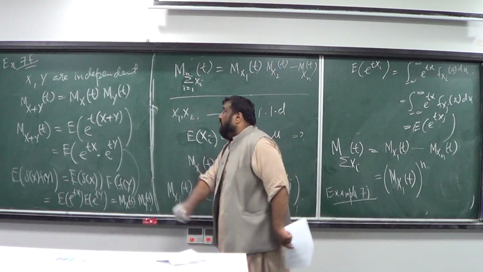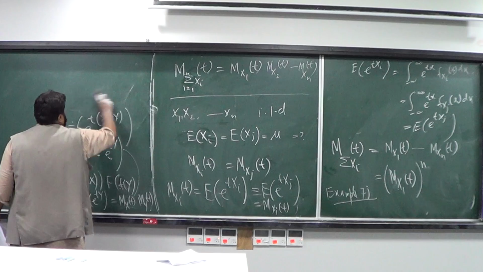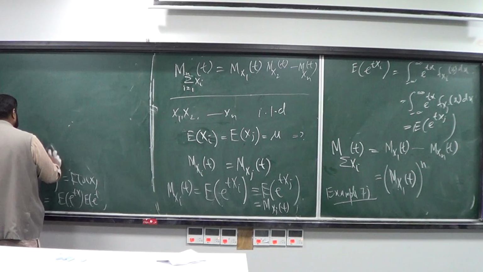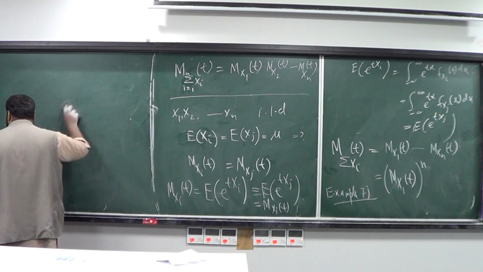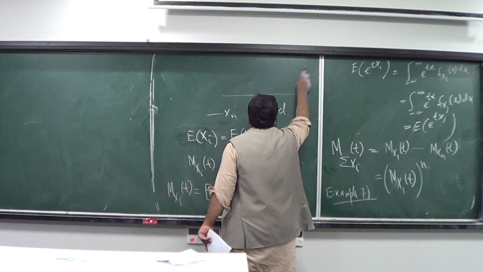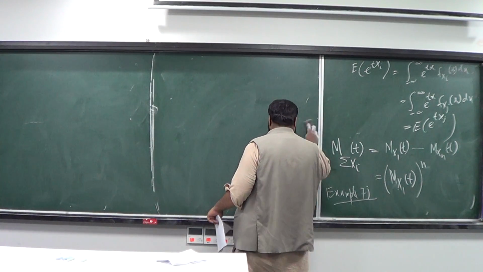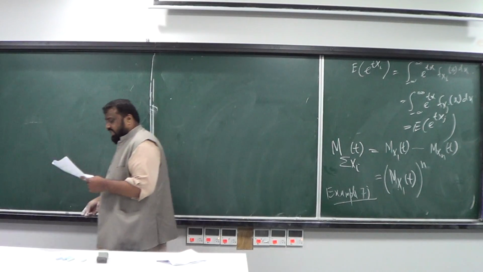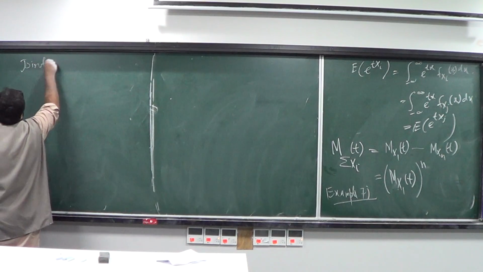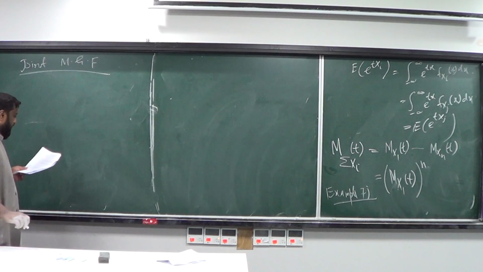Now we can move to the new section. This is almost the last section. What would be the moment generating function of the joint of the random variables, a joint moment generating function? If you have two random variables, what would be the moment generating function of their joint? The answer is not difficult to say. So, joint moment generating function. This is what I would like to say.